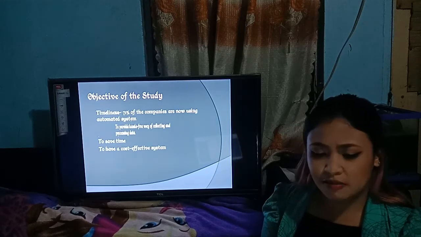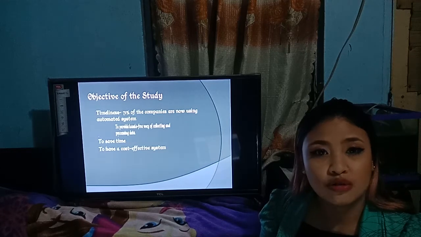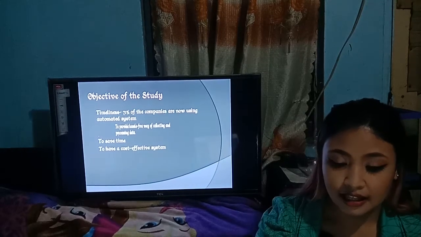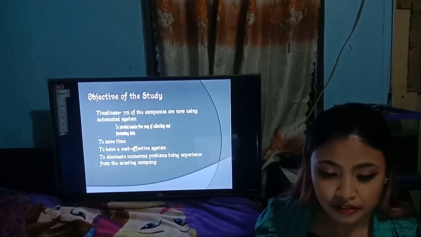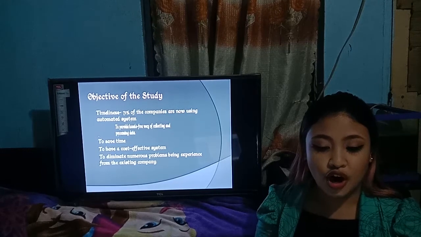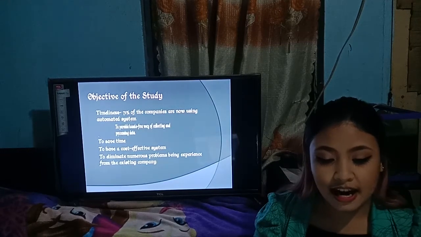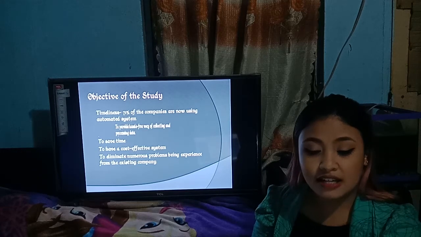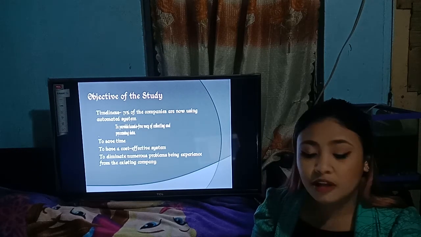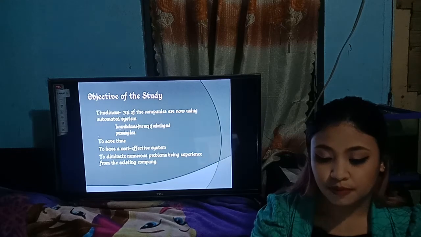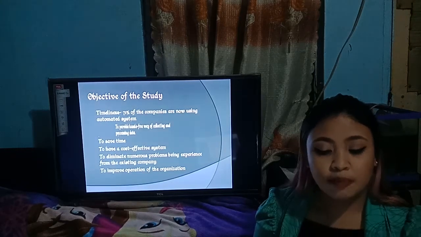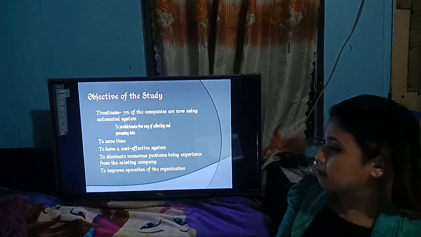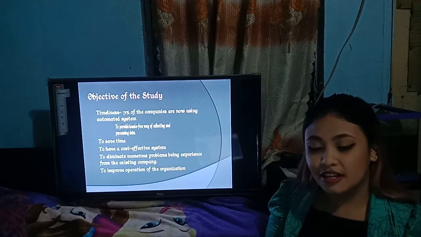Providing a cost-effective system will help the company to reduce wastage in resources. Lastly, to improve operation of the organization. Then again, this is being considered because implementing a system has a huge impact on how the processes will flow. The proposed system is looking forward to eliminating numerous problems that are being experienced in the manual method.